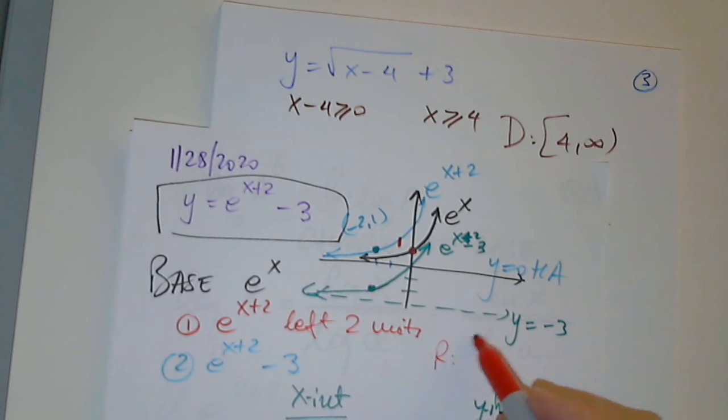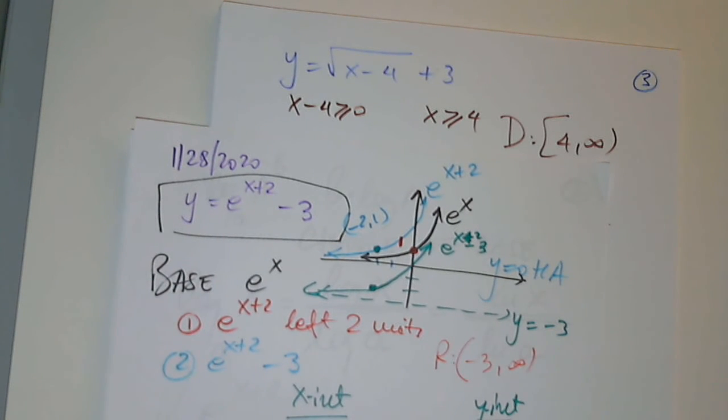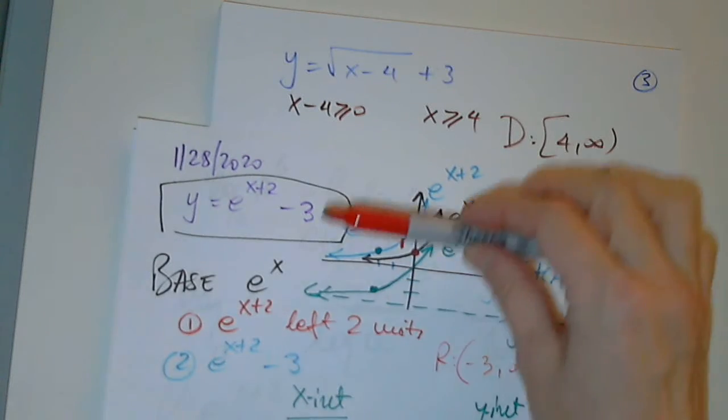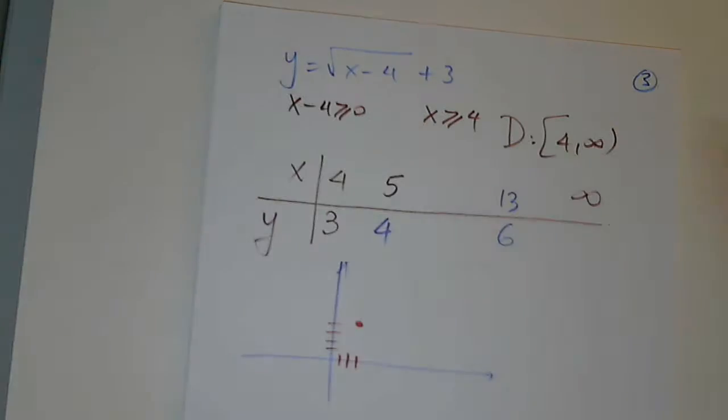In parentheses, -3 to infinity. Excellent. Indeed. -3 to infinity. Perfect. Okay, because I'm going to ask the same question here in a moment.